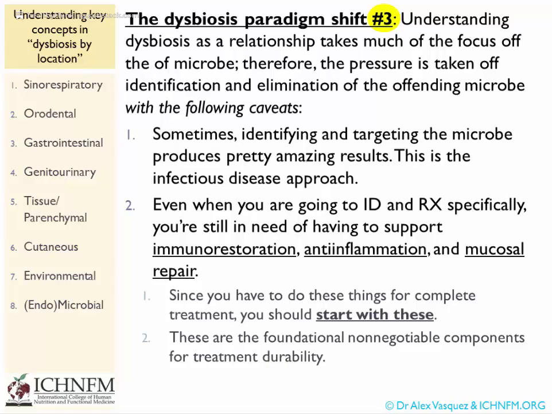Immunorestoration, anti-inflammation, microbial balance through the use of botanical antimicrobials, for example, and probiotics, mucosal repair, and then fall back on the infectious disease approach when we need to do that if we don't get the results that we want. And again, as I've mentioned in the case reports in the book, I've seen some absolutely tremendous clinical responses just by using immunorestoration, anti-inflammation, mucosal repair, and some botanical antimicrobials along with probiotics.